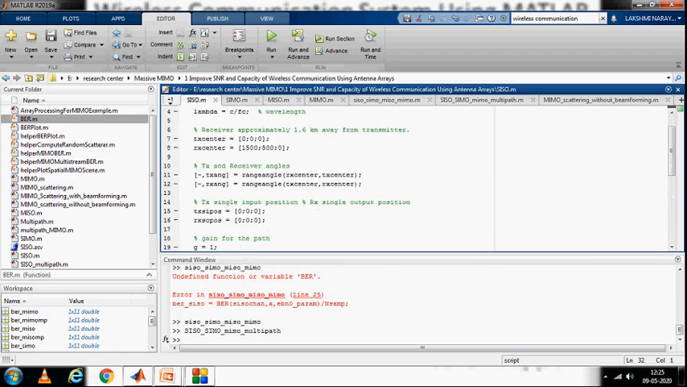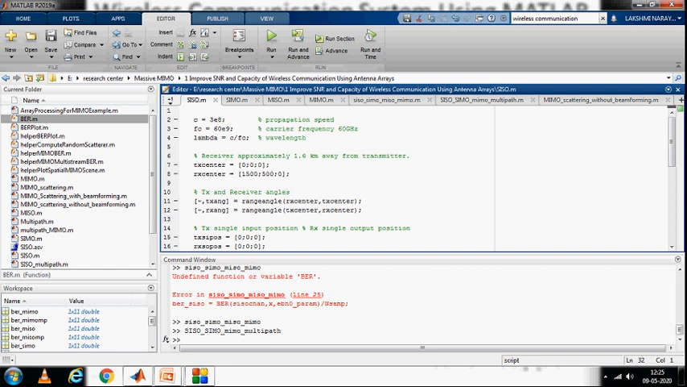Now here is the first example I'm going to explain. Initially we need to define the propagation speed. Here we are going to take the speed of light. Now, the operating frequency or carrier frequency is 60 gigahertz. Why? Because these systems are dedicated for 5G applications, and lambda is C by FC. After that we need to define the gap between the transmitter and receiver. Here the distance between the transmitter and receiver module we have taken as 1.6 kilometers.